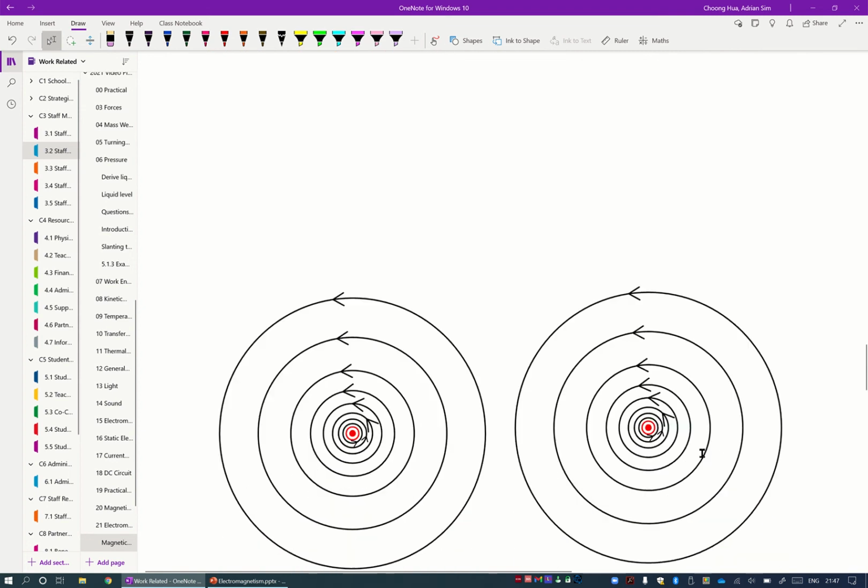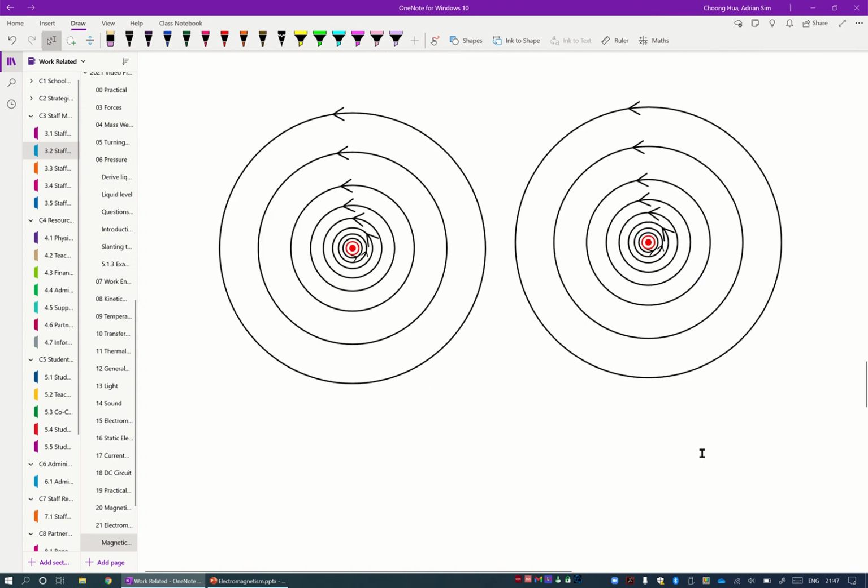Now, what happens if I have two wires carrying current, and both are flowing in the same direction, and in this diagram here, they are flowing out of the plane? So we go back to the very basics again. Let's take a look at the center in between the two currents. Now, for the one on the left, the direction of the magnetic field is upwards. But for the one on the right, you notice that the direction of magnetic field is down.